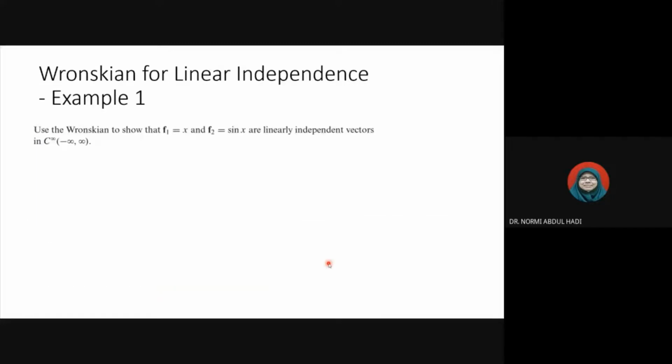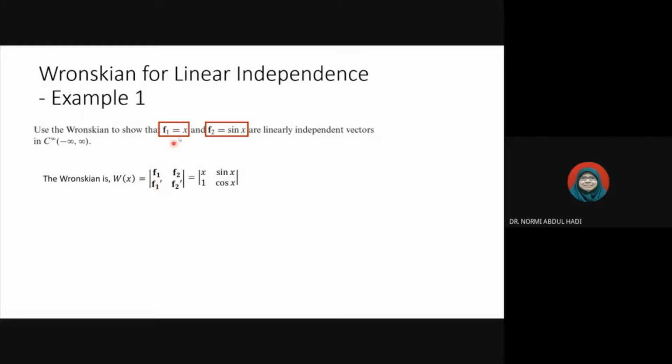First example. Let's say we have two functions, f1 equals x and f2 equals sine x. Use the Wronskian to show that these functions are linearly independent vectors. The vectors are functions, on the interval of all real numbers, from negative infinity to infinity. For the Wronskian of two functions, the matrix will be 2 by 2. The first row of the matrix is the functions, and the second row is the first derivatives.